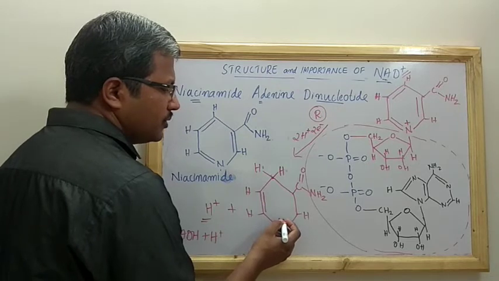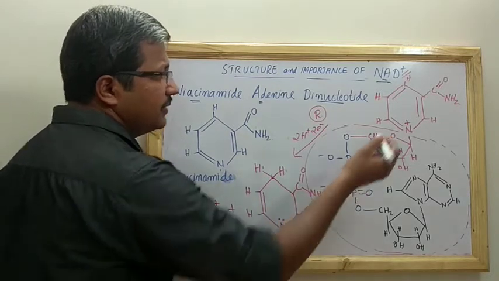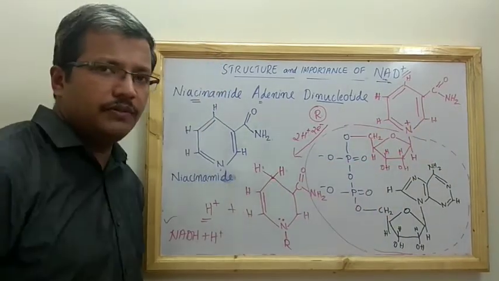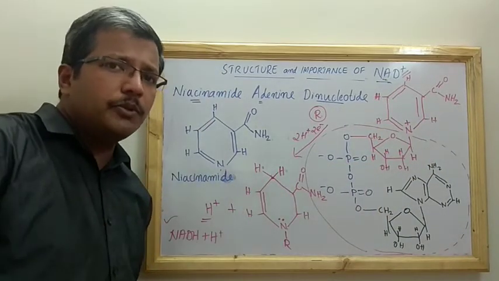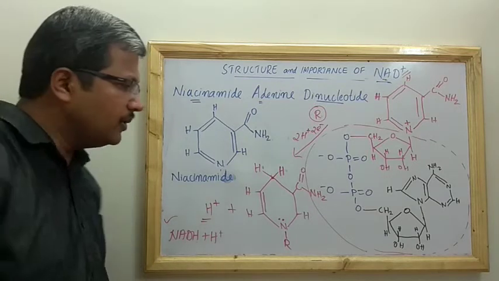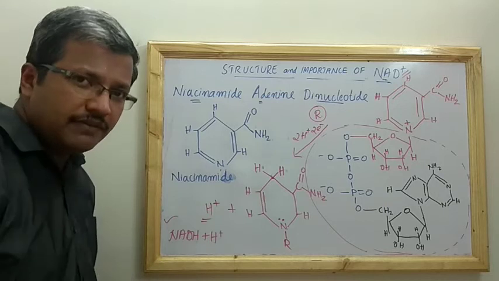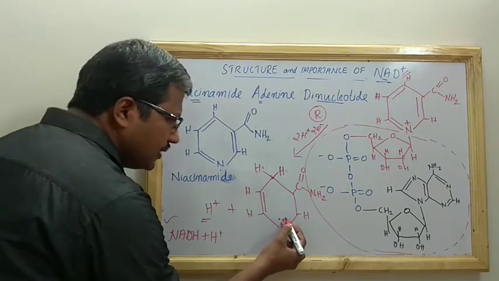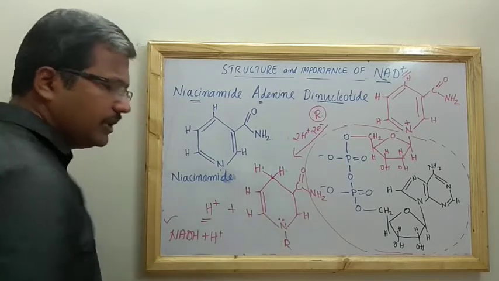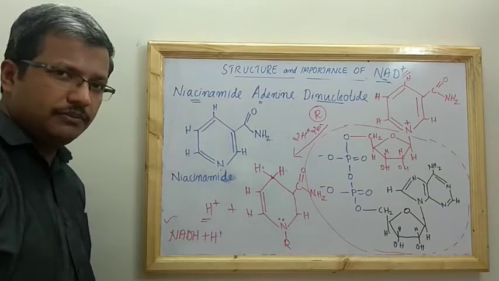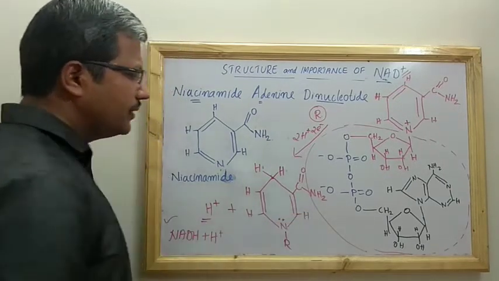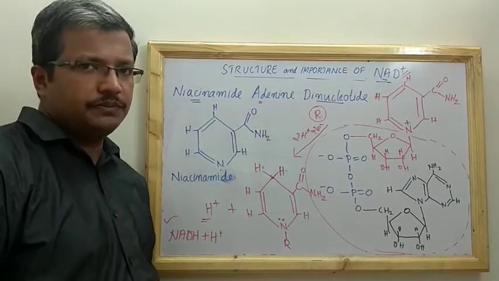A lone pair of electrons will be retained there, because we know that the fourth valence is formed by the lone pair of electrons. Now there is no 4 valency, only 3 valency is there. As a result, this lone pair of electrons will be staying out as this particular thing. That's why I put that particular dot. Okay, don't forget to do that. So that's about NADH plus H plus.